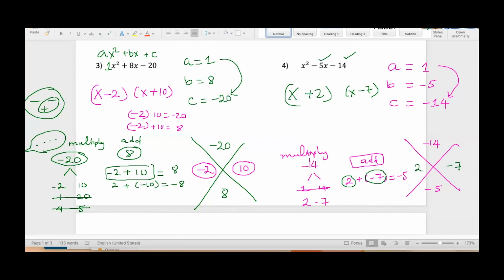Okay, so that's how we check it. And x times x gives you x squared. Perfect, okay? So that's how you do the question.